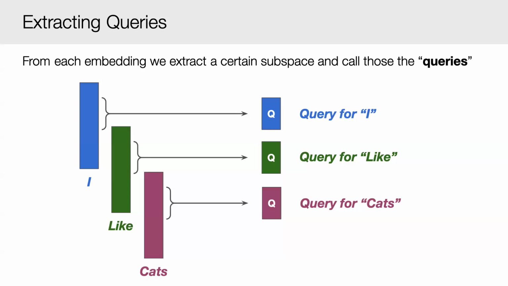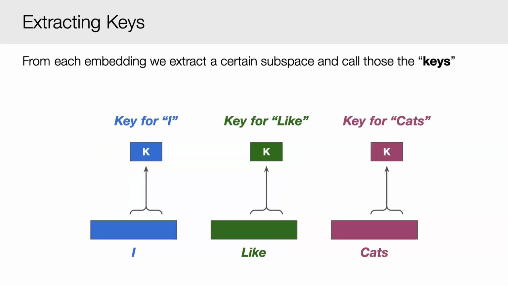Okay, so remember, we're going to talk about the same thing we were talking about before, but in a different light. From each embedding, we're going to extract a certain subspace and we're going to call them the queries. So from I and like and cats, we're going to extract a certain subspace from each of them. Then from each of those same embeddings, we're going to extract a second subspace. We're going to call these the keys, just definitions.